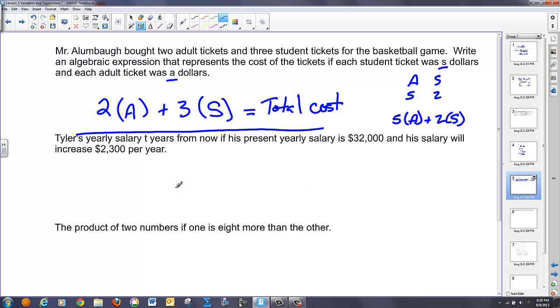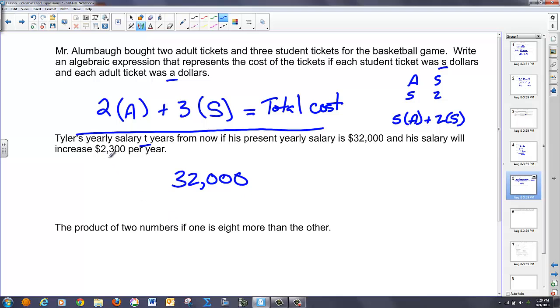Now, next problem. It says Tyler's yearly salary 2 years from now, if his present salary is $32,000 and his salary is going to increase $2,300 a year. So right now, regardless, he's making $32,000. Now next year, he's going to make $2,300 more. So I could add $2,300 for as many years as I have, but I don't know how many years I have. I have 2 years.